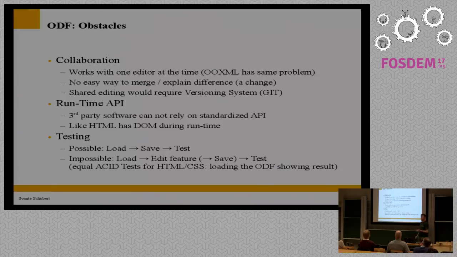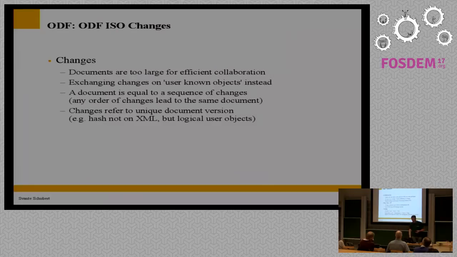The next obstacle: there's no runtime API like HTML had with the DOM. This is very important for third-party software, and it's one of the biggest obstacles for selling. And last, there's no feature testing. If I want to buy a machine, I take a test and look at the feature comparison. Nowadays, I see applications that say, oh, we support ODF, but when I test a few documents, I realize they're very lousy. There should be better testing, and this is not possible yet. You can only load, save, and test. But if we had something like feature testing, then we would be very powerful.